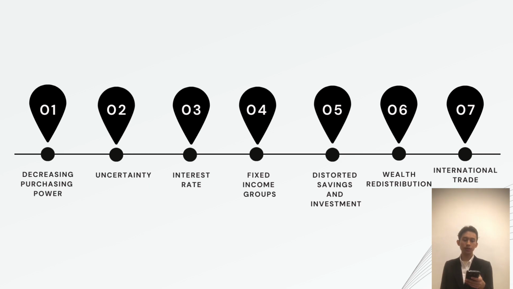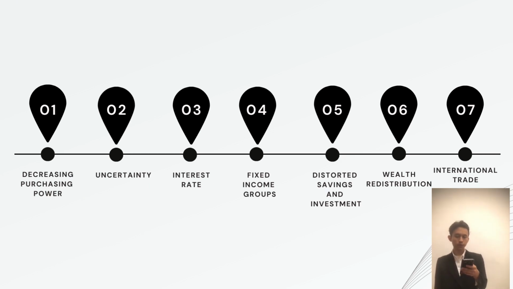First one is decreasing purchasing power. 2. Uncertainty. 3. Interest rates. 4. Fixed income groups. 5. Distort saving and investment. 6. Wealth redistribution. 7 is international trade.